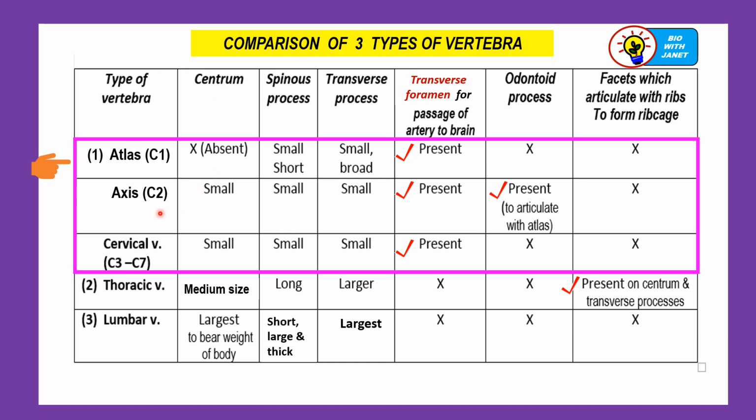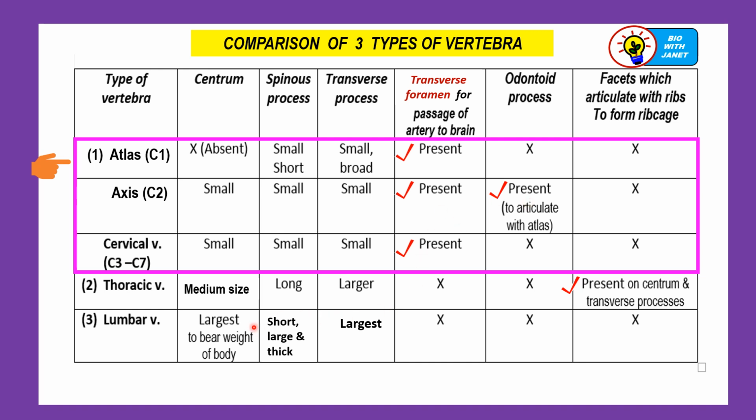Now, then the axis, which is cervical vertebra number 2 below the atlas, has a small centrum. It has a small spinous process, small transverse processes, and it also has the transverse foramen or foramina for the passage of the artery to the brain. But it has one extra characteristic, and that is the odontoid process, which is a projection that sticks upwards to articulate or form a joint with the atlas above it. And this allows us to turn our head from left to right and right to left.